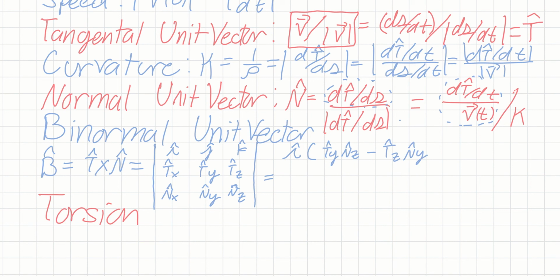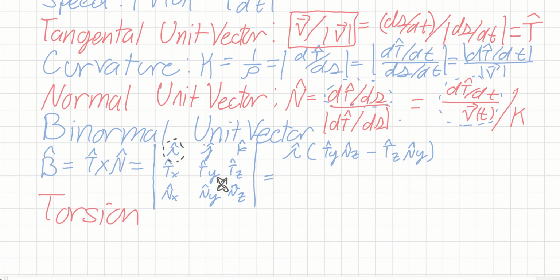So for your I component, you are going to essentially block off the bottom row. So the first column, you're not going to look at the first column. You're going to do a cross product between the top left and the bottom right. So that's T hat Y and n hat Z, minus the top right, bottom left. So it'd be T hat Y n hat Z minus T hat Z n hat Y.